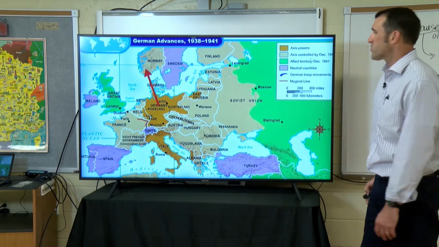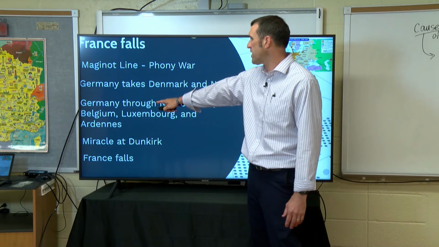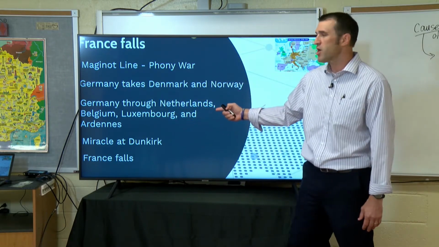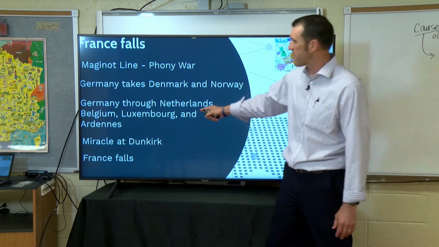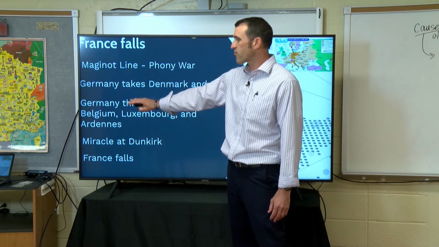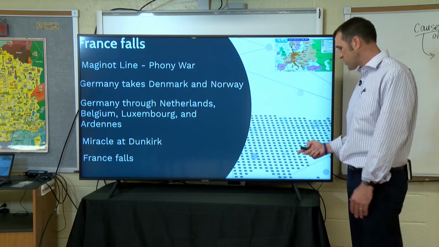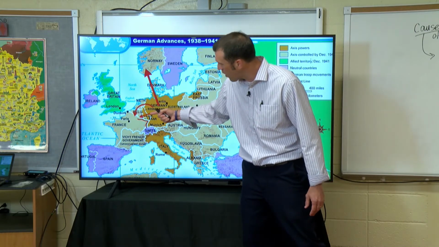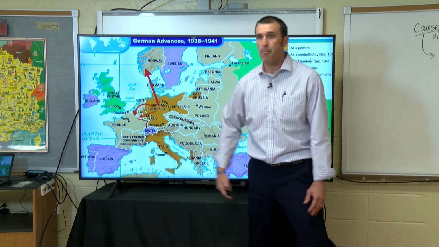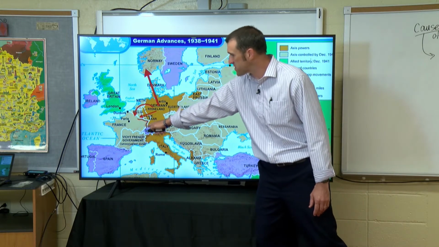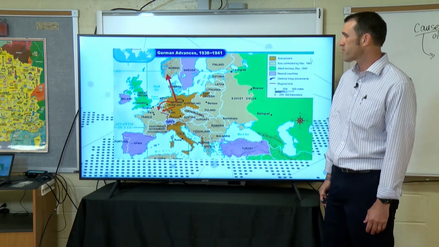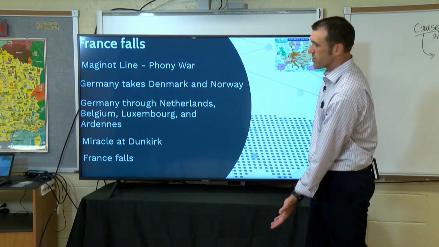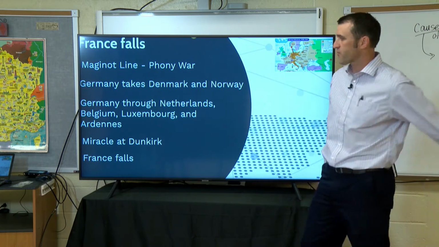And then Germany, after taking Denmark and Norway, turned and went through the Netherlands, Belgium, and Luxembourg. But then they went through this densely forested area called the Ardennes, which France did not think they'd be able to do, and it took them by surprise. And so they went through the Netherlands and Belgium and through the Ardennes as well, bypassing this defensive Maginot Line. And when they did, those forces surrounded the British and French forces and pushed them all the way back to the French coast.